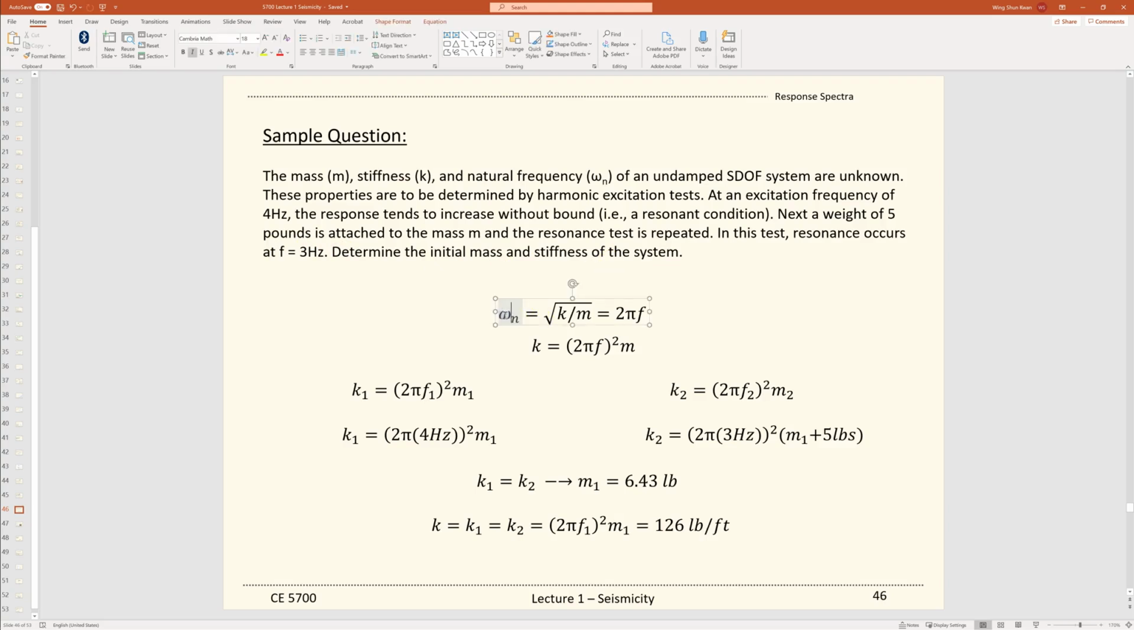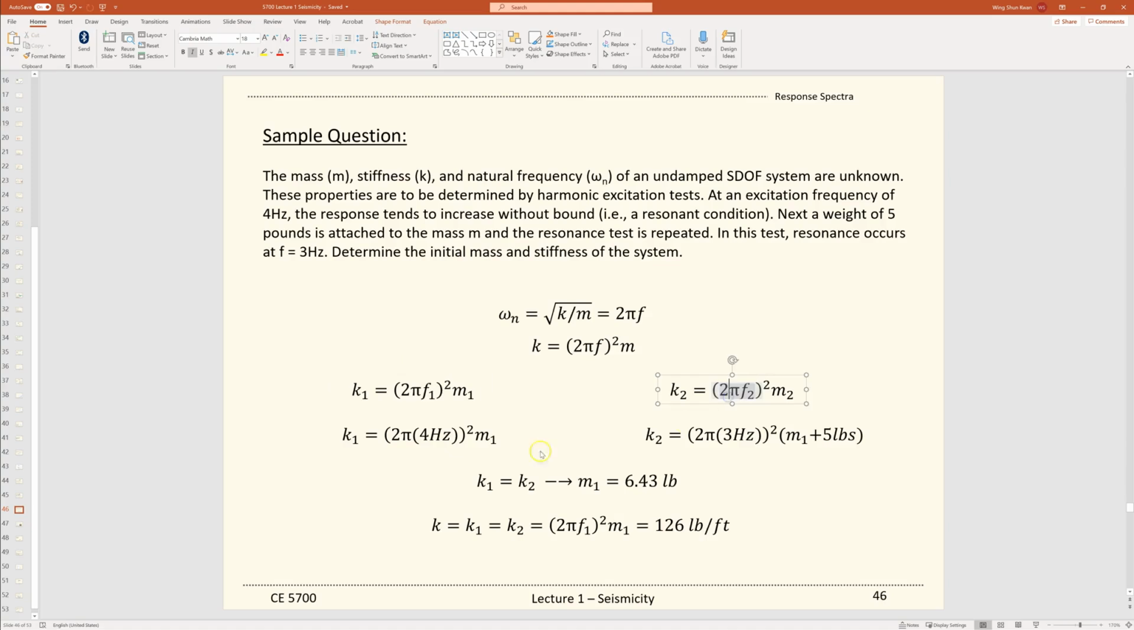So first of all, we know the natural circular frequency, omega, which is equal to the square root of stiffness K divided by m, and is equal to 2 pi f. So we can solve for the stiffness K, which is equal to (2 pi f) squared times the mass.